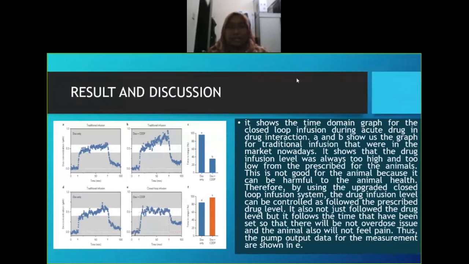Okay, this is the result and discussion of our project. From this figure, it shows the time domain graph for the closed-loop infusion during an acute drug-drug interaction. A and B show us the graph for traditional infusion that is on the market nowadays.